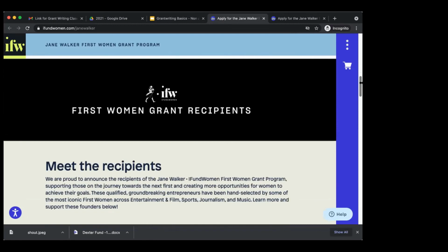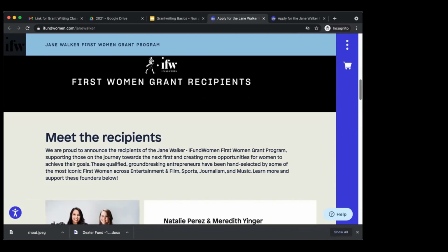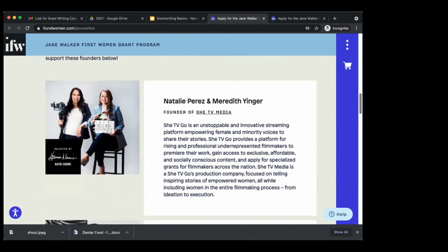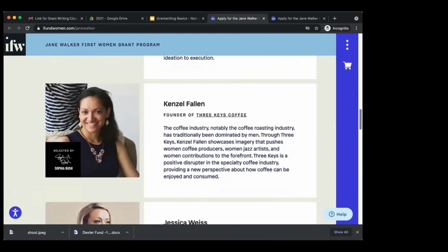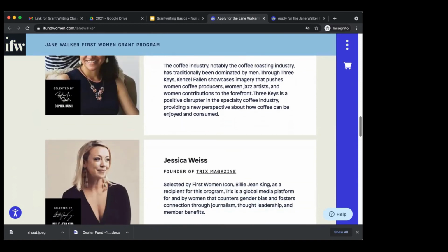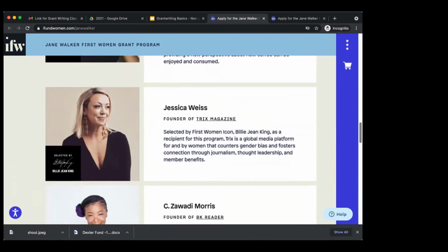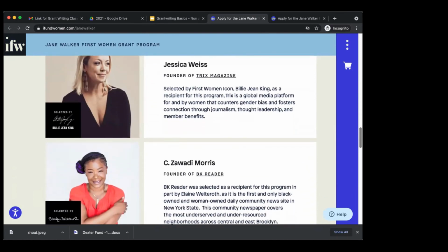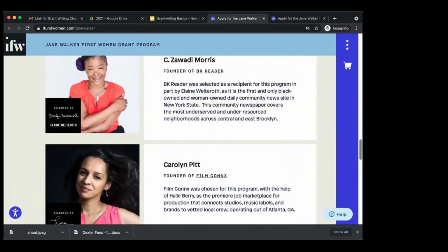And down here, if you remember in the beginning, I said, try to find out who these funders have given money to. Here you go. These are some of the people that have received money from Jane Walker. Okay, let's read about them. And as you look through this section, ask yourself if you see yourself here. Do you think that if your bio was here, people would see that you're part of this crowd? If you see businesses that are spotlighted that are not like yours, well, you're probably not going to be funded.